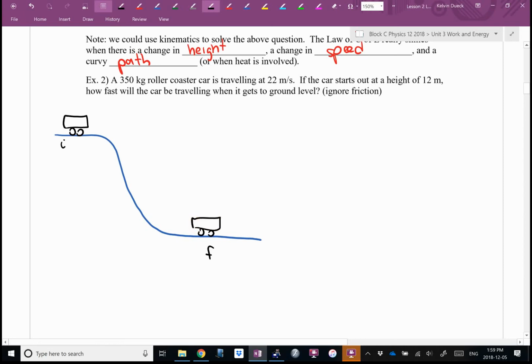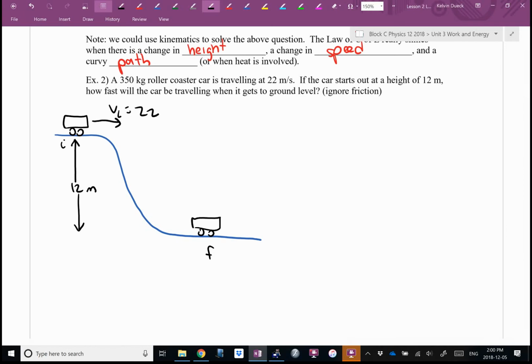What else do I know? What else should I add to my diagram? 12 meters. What else should I add to my diagram? VI. If you can write small and you want to put the 350 kilograms right there, you can. You may have noticed I usually tend not to put my actual masses on the diagrams. I figure I can see the kilograms in the question, whatever.